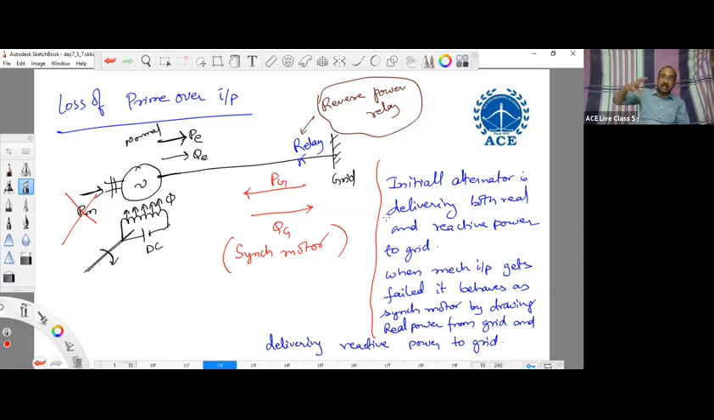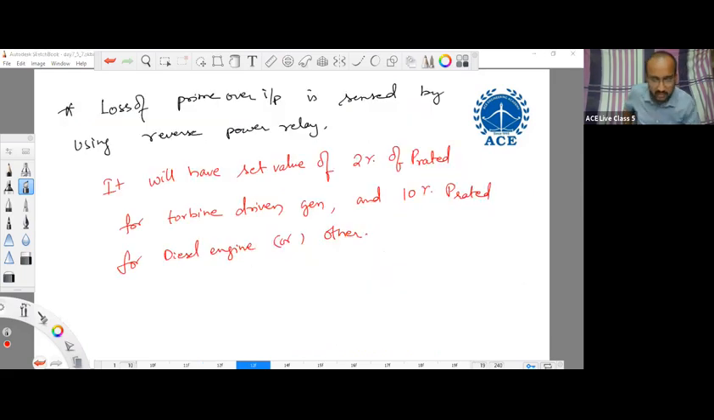Because what is the rotor mechanically coupled to? Turbine. Is the turbine a heavy load or a light load? The turbine is a heavy load. So in order to rotate the turbine, the machine will draw heavy current from the grid and the machine may get damaged. To avoid that, we will use which relay? Reverse power relay. It will have a set value of 2% of rated power for turbine driven generators and 10% of rated power for diesel engine generators.